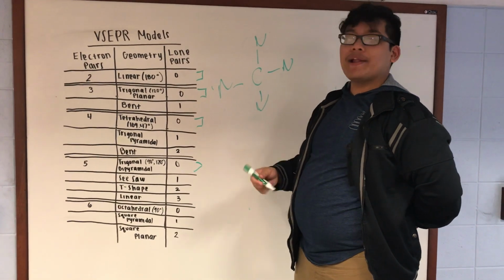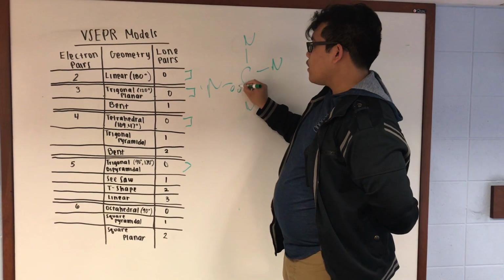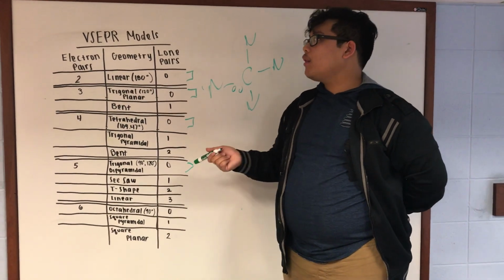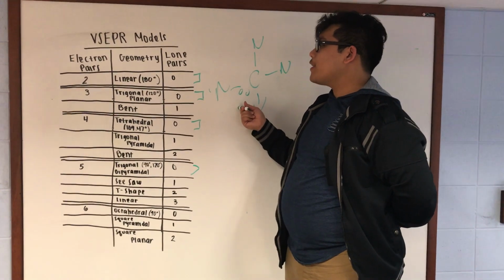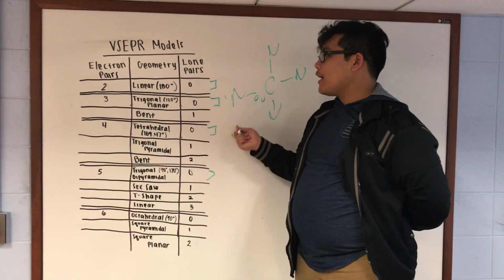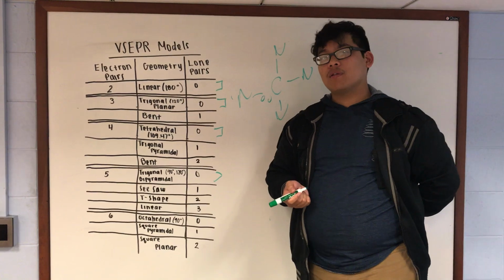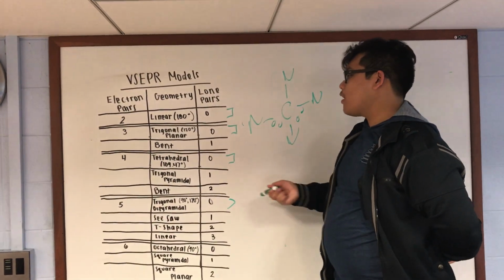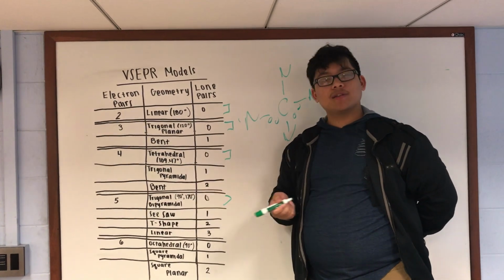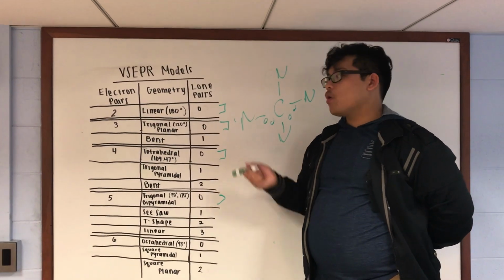So let's add a lone pair. Oh look, there's a lone pair now. What's the molecular geometry for this formula when it has 1 lone pair? It's called trigonal pyramidal. And vice versa, when you add another lone pair, it's called tetrahedral bent. Basically, it won't go more than that.